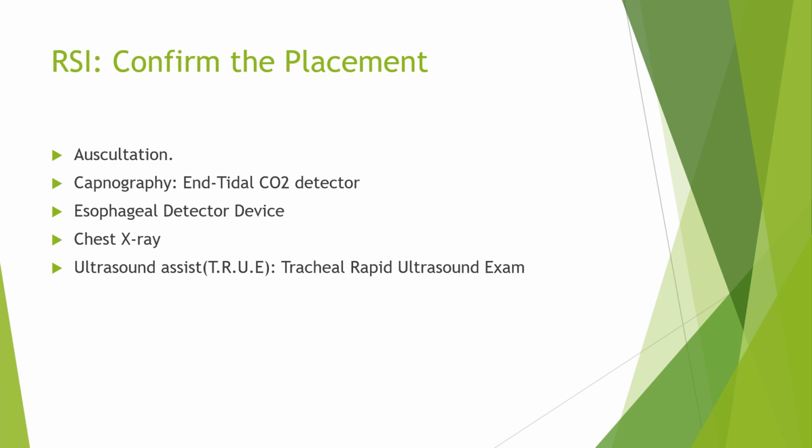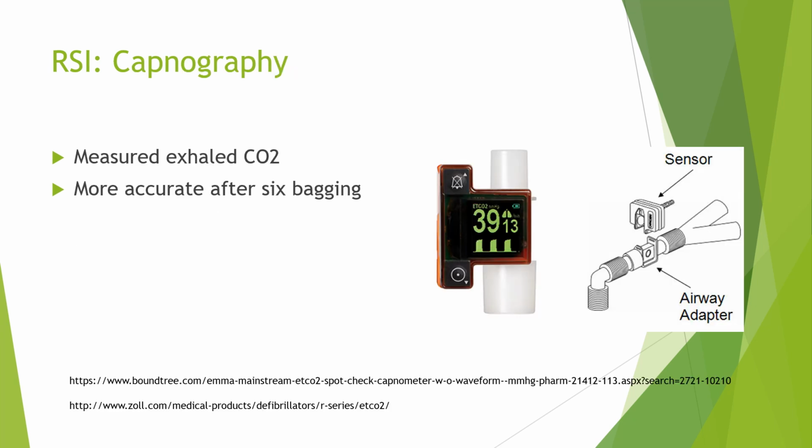And lastly, ultrasound can also be used to assist the intubation process. Ultrasound can see if the endotracheal tube goes inside the esophagus. So that's the way we confirm the placement. And remember, use at least 2 methods to confirm the placement.